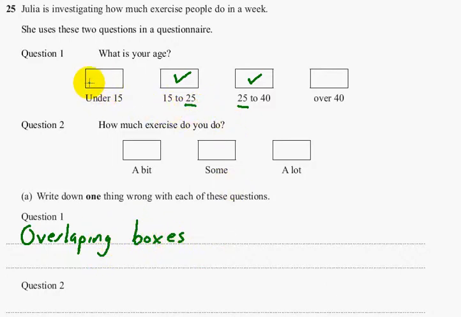The second thing you could have said is that there are no units. No units.